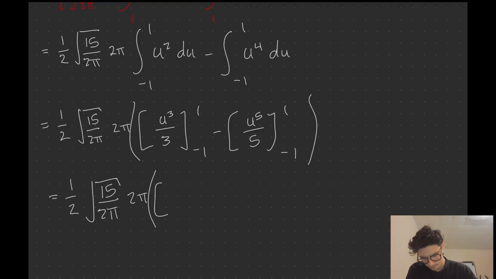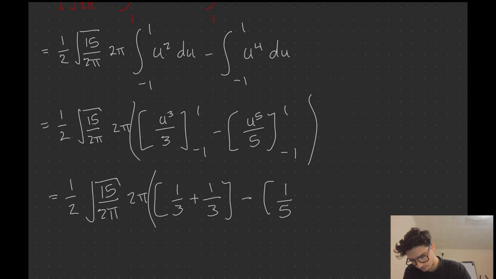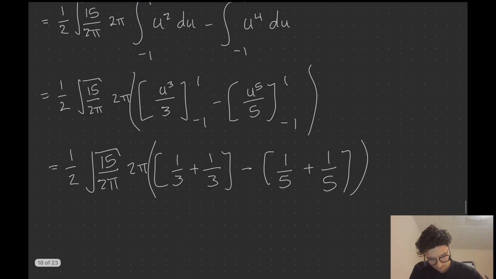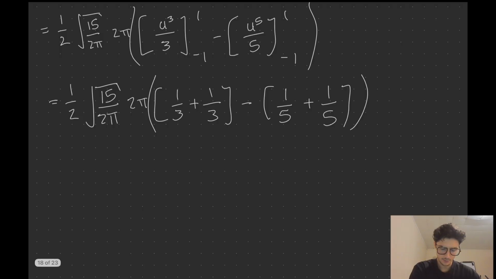So we have 1 over 3 plus 1 over 3, minus 1 over 5 plus 1 over 5. Okay. Now let's start working here. Oh man, this is not looking good. This is not looking good. This is looking terrible.